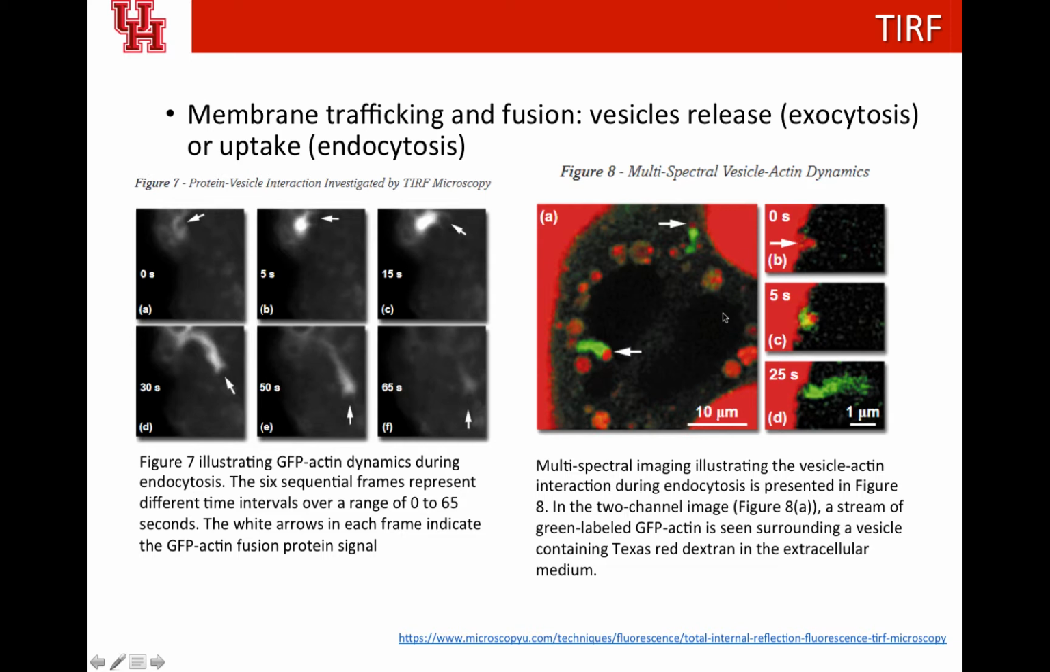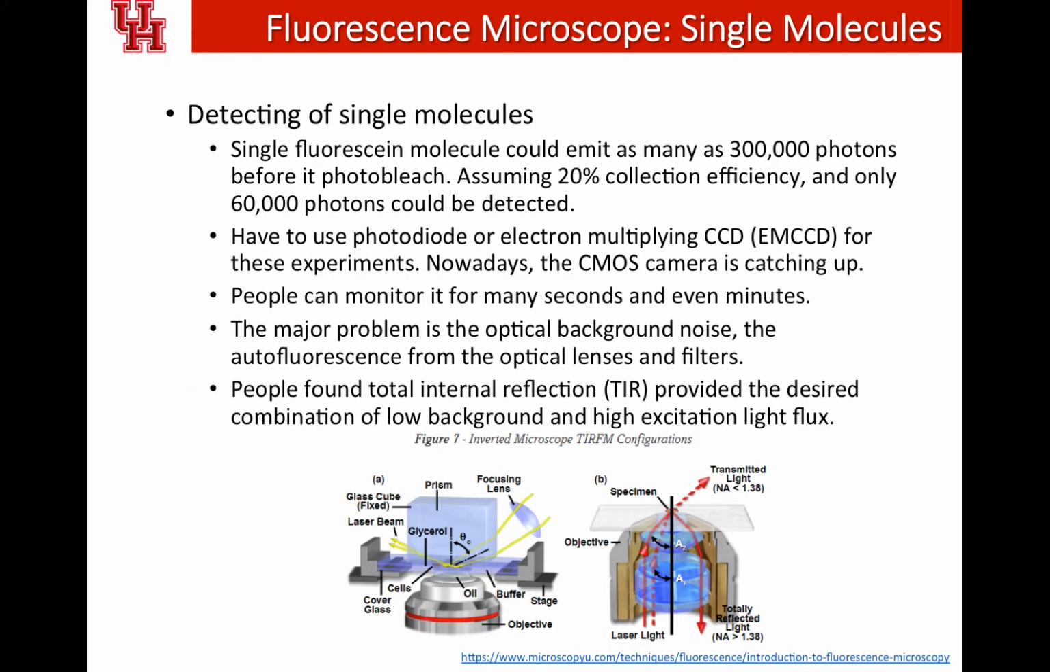And the right-hand side is another example, a multi-spectrum image. Basically, you use green fluorescence to image the filament and the red one is the vesicle. The green one is the actin filament, right? So you can see it dynamically with this TIRF system. So that's TIRF fluorescence, for single molecule imaging.